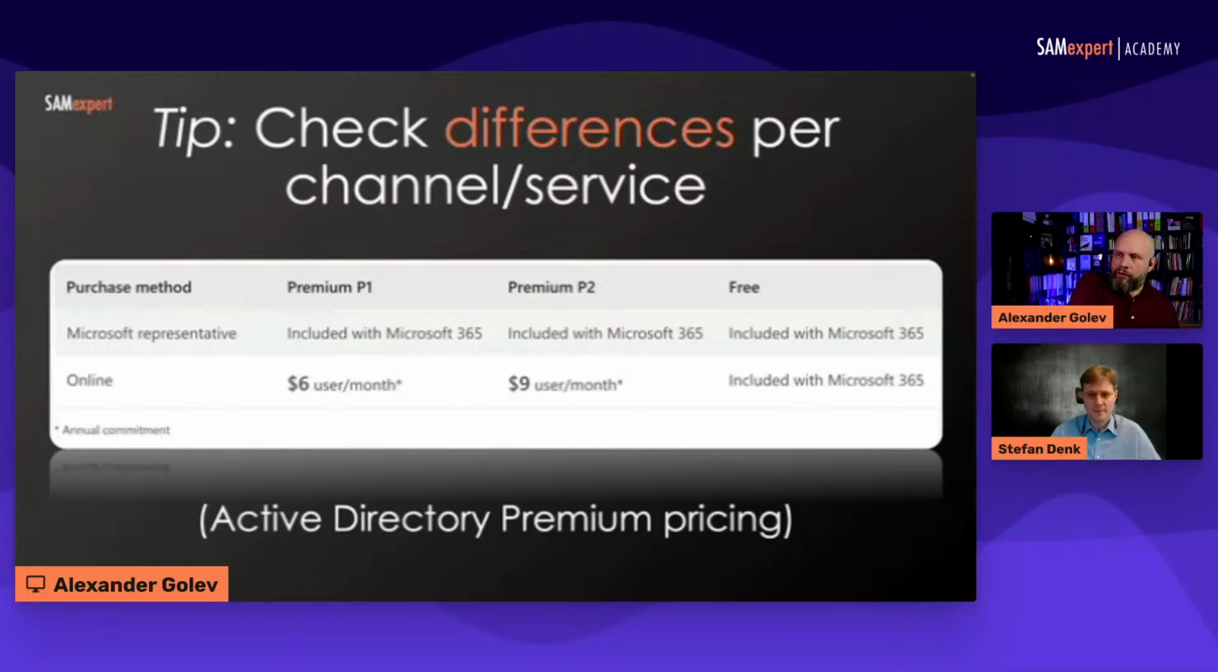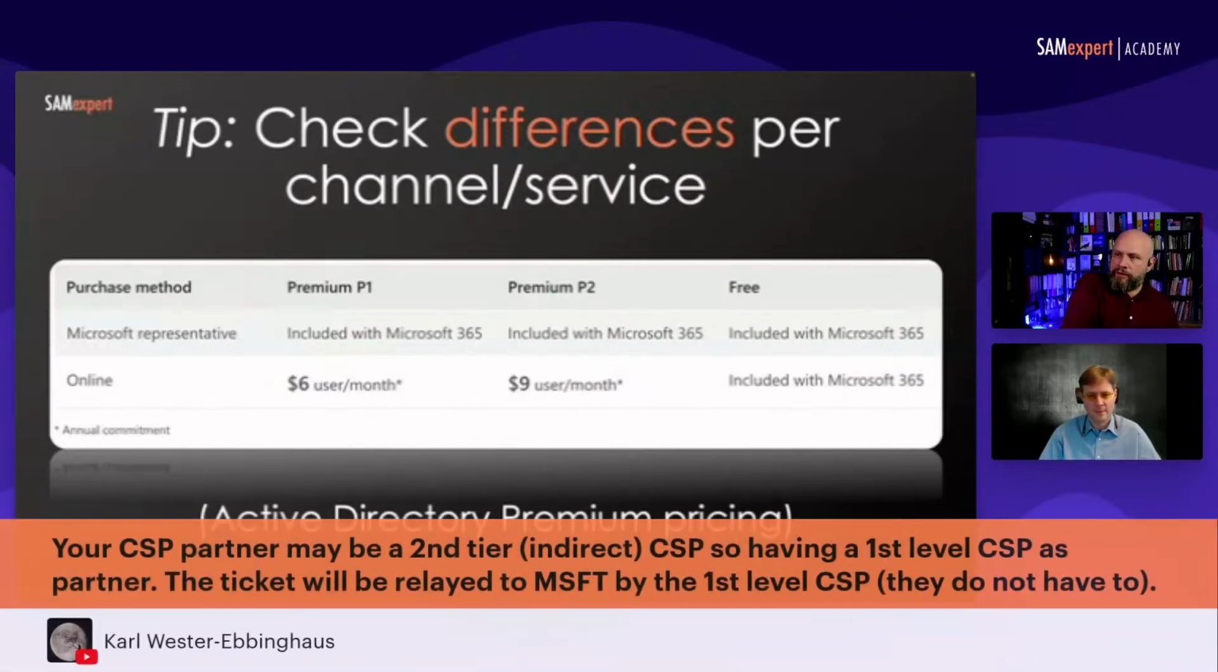Thank you. Going back to the subject of unified support and CSP support. So Carl is saying your CSP partner may be a second-tier indirect CSP. So having the first-level CSP as a partner, the ticket will be relayed to MSFT by the first-level CSP. Actually, it won't necessarily work like this. So it's a bit not related to Azure, but maybe it is. Is it cost management? Probably not. But let's talk about it.